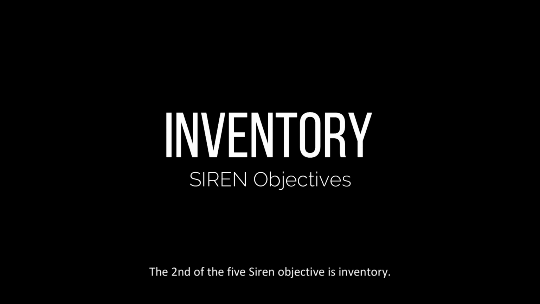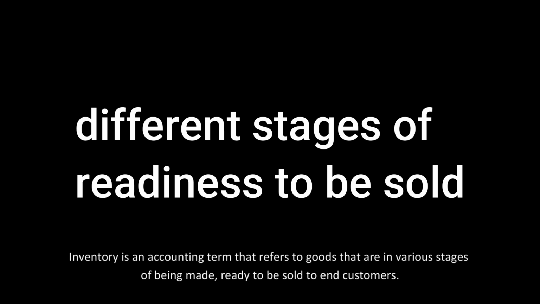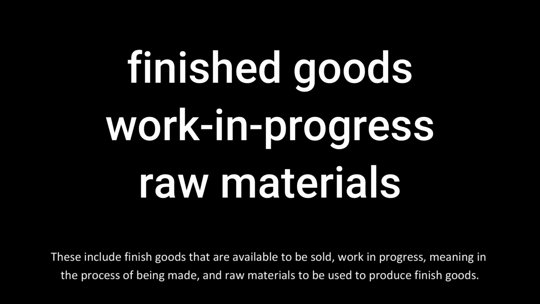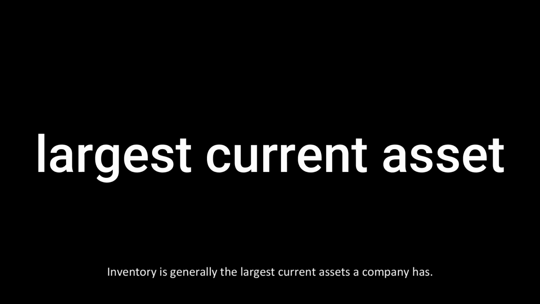The second of the 5 SIREN objectives is inventory. Inventory is an accounting term that refers to goods that are in various stages of being made, ready to be sold to end customers. These include finished goods that are available to be sold, work in progress, meaning in the process of being made, and raw materials to be used to produce finished goods. Inventory is generally the largest current asset a company has.